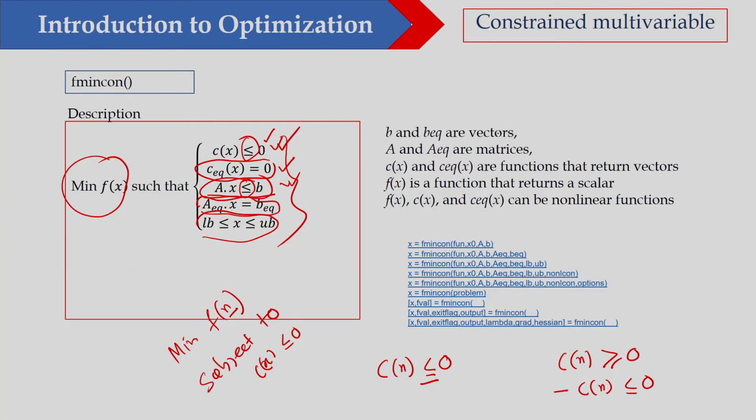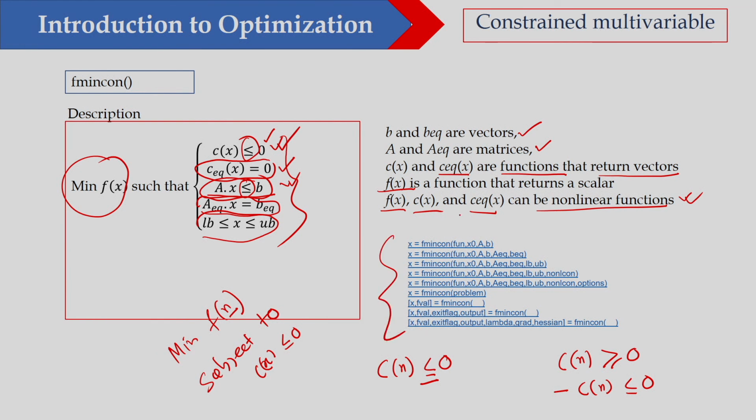Here I have defined what b is. b and beq are vectors, A and Aeq are matrices, then c(x) and ceq(x) are functions that return vectors, and f(x) is the objective function. f(x), c(x) and ceq(x) can be nonlinear functions. This is the syntax of the fmincon function.